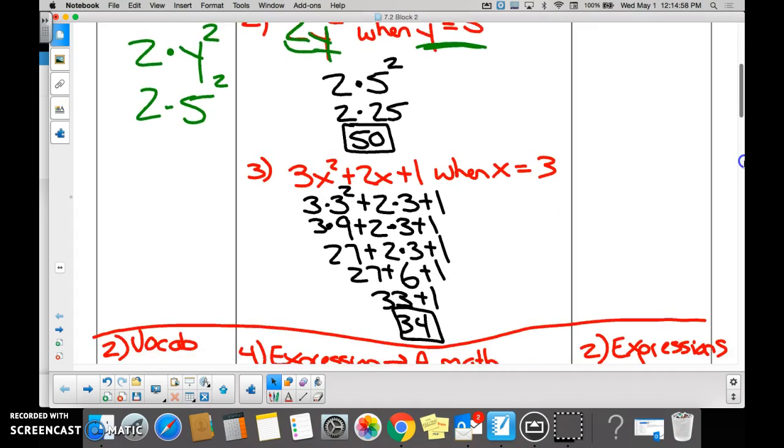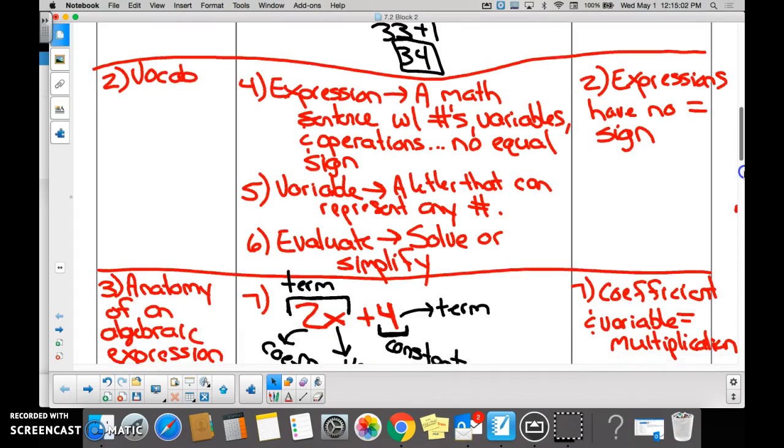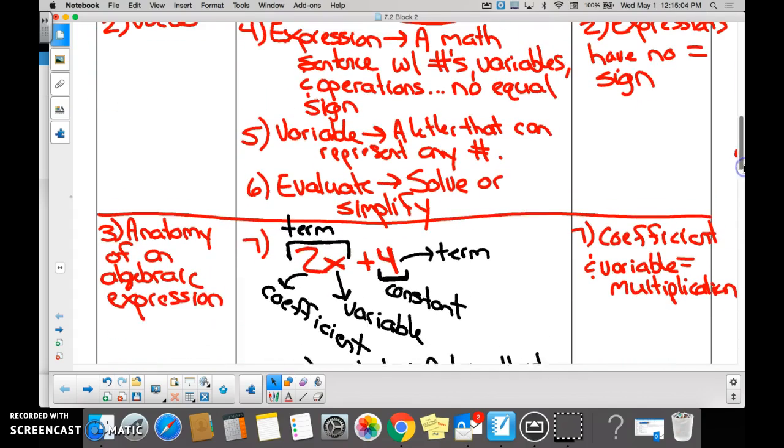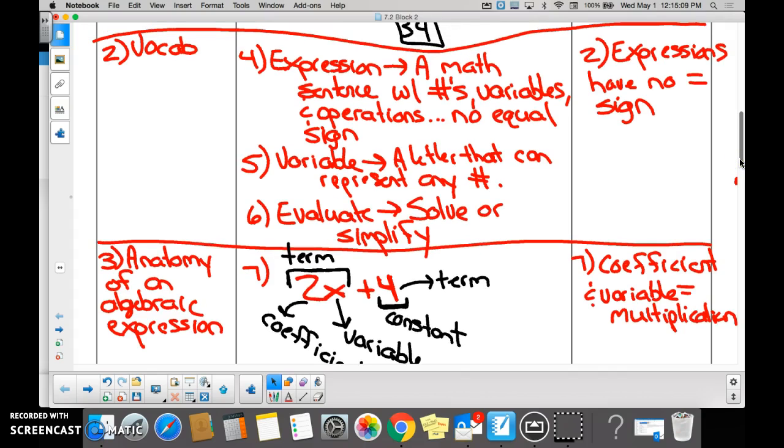Number 4 then is where we started our vocab. Do expressions have equal signs, you guys? No. They do not have equal signs. So vocab, self-explanatory from that point forward.